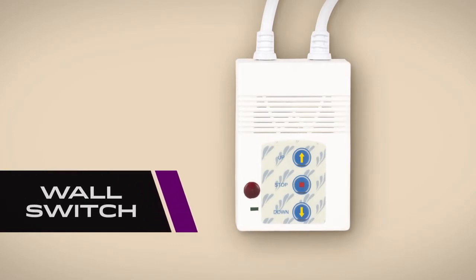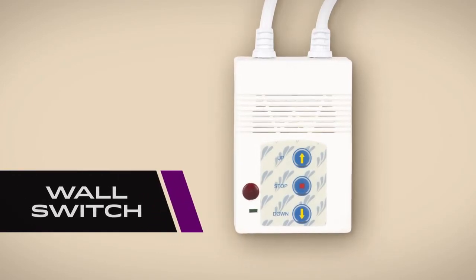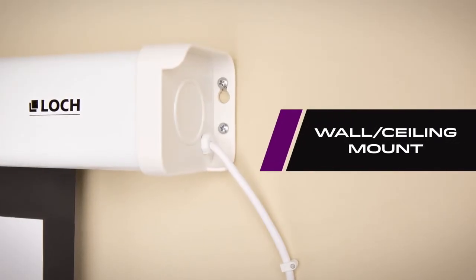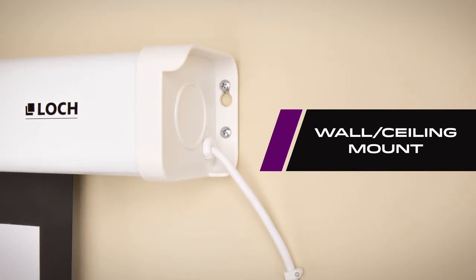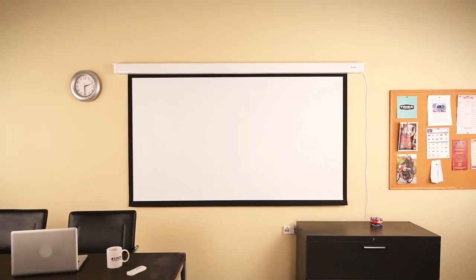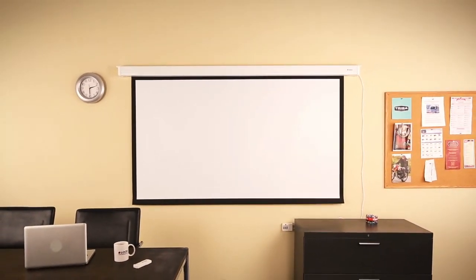Also, control your LOCH electric screen with the included wall switch. Dual mounting options allow the screen to be secured to a wall or ceiling. LOCH screens are easy to clean, flame retardant, and thicker than most other screens on the market, bringing you long-lasting performance at an affordable price.